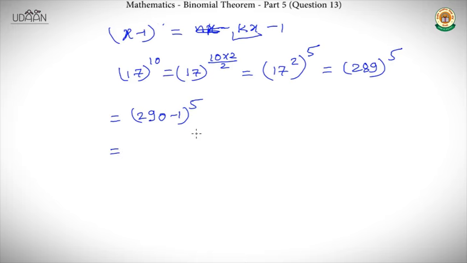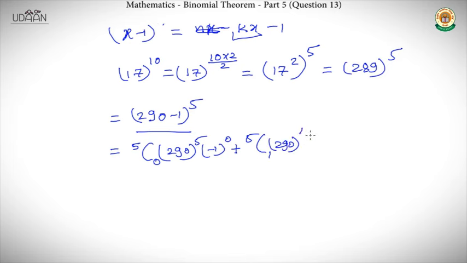So we'll expand this binomial expression. 5C0 290 whole raised to 5 into minus 1 whole raised to 0, plus 5C1 290 whole raised to 4 into minus 1 whole raised to 1, like this. Plus 5C4 290 into minus 1 whole raised to 4, plus 5C5 290 whole raised to 0 into minus 1 whole raised to 5.